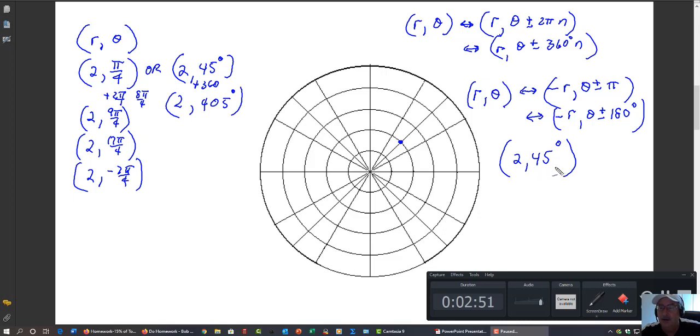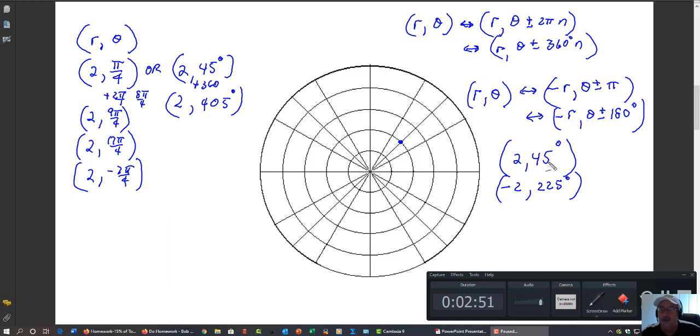All right, now I'm going to go ahead and negate this r value, which I'm going to change to -2, and I will add 180 to this, so that'll give me 225 degrees. At least I hope my addition is correct here. So anyway, if we went 225 degrees, in terms of 45, 90, 135, 180, here's our 225-degree ray here, and we backed off -2, and there it is.